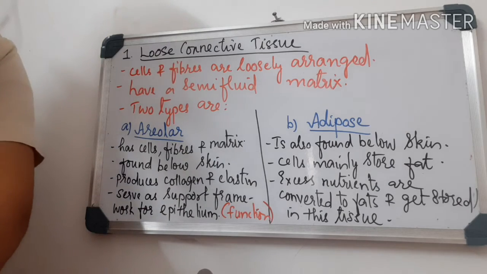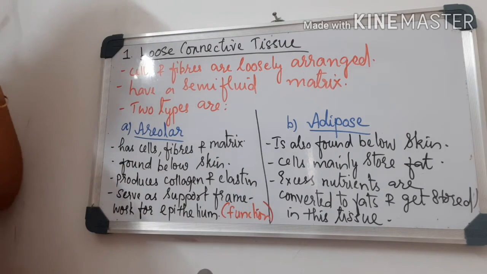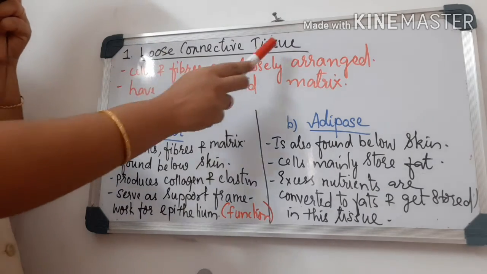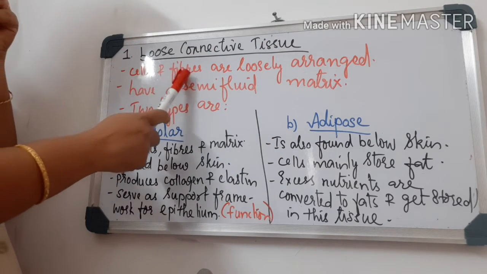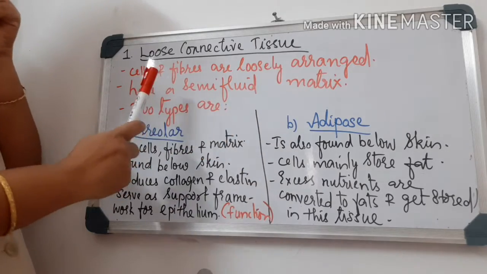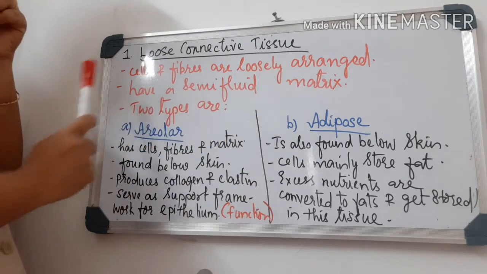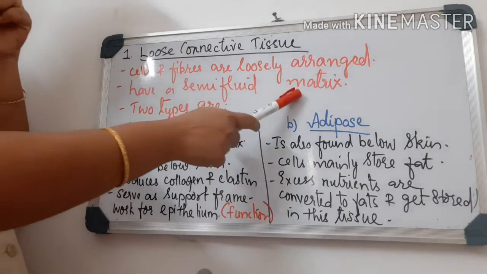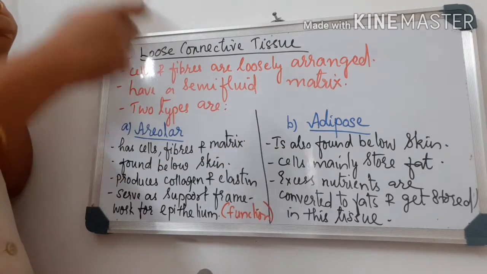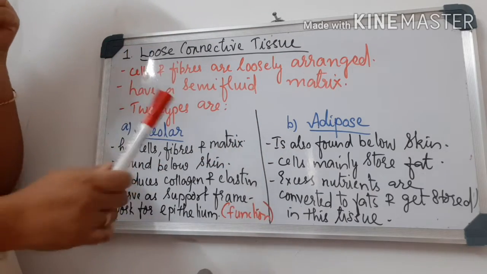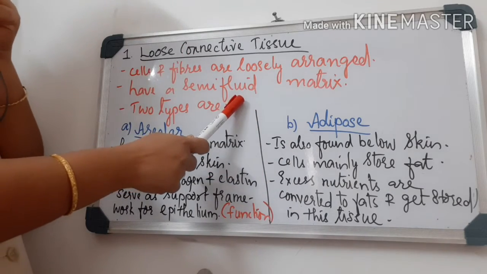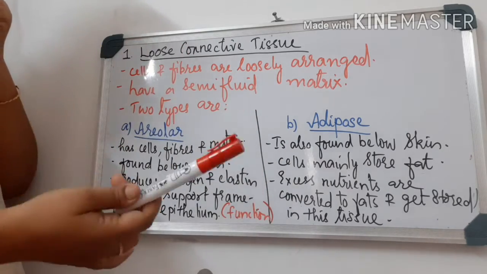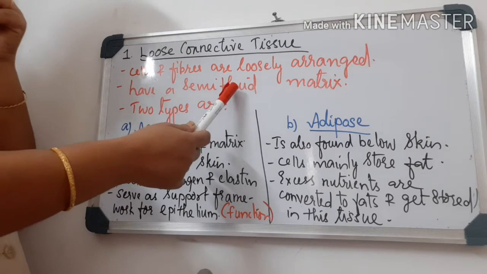Now let us see the first division of the connective tissue, the loose connective tissue. As I told you, this loose connective tissue has cells and fibers which are loosely arranged. That is how it got the name loose connective tissue. It has a matrix, which means a ground substance on which these cells and fibers are present. The matrix of this loose connective tissue is in a semi-fluid state, neither too soft nor too hard.